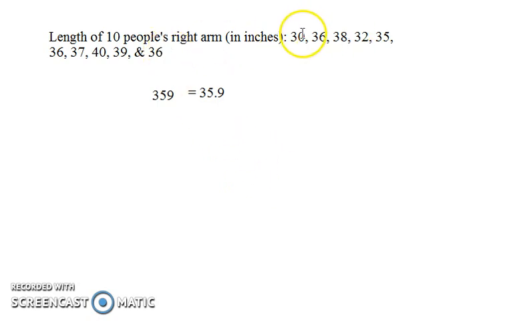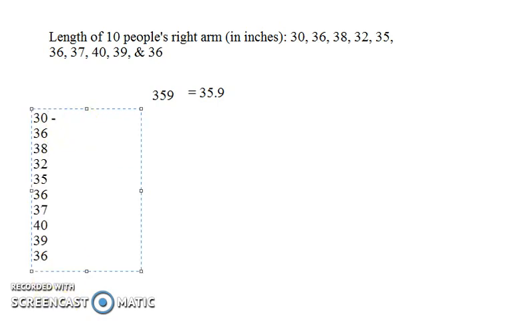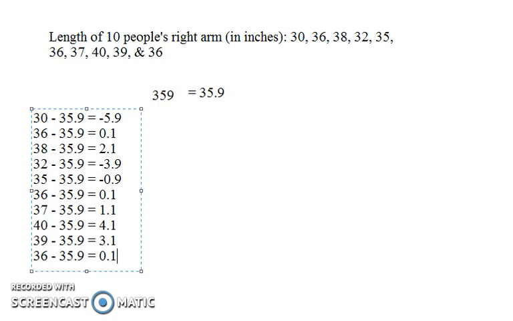Alright, now you take each one of those numbers and subtract this. So you take 30, 36, 38. Take each of these numbers and you subtract the average. Every single one of them. You go all the way down and subtract the average. So there you go. These are all your differences from the mean of each data point. Each data point minus the mean, or minus the average, gives you this number here.